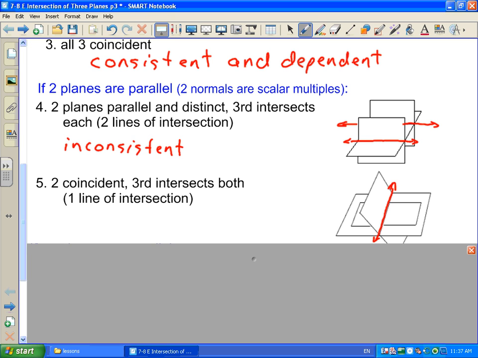Now, in this case, is this going to be consistent or inconsistent? Do we have any points that are on all three of these planes? What do you say, Brody? Any point on that single line of intersection is going to be a solution. So it's going to be consistent. And because there's an infinite number of points on that line of intersection, it's going to be consistent, and it's going to be, again, dependent.